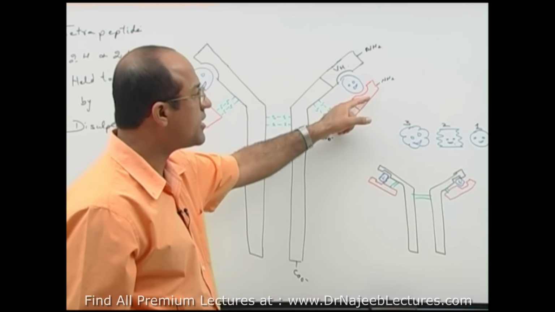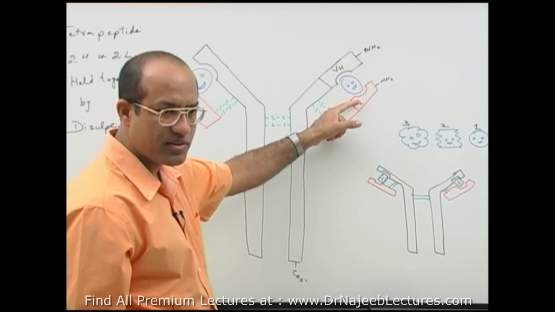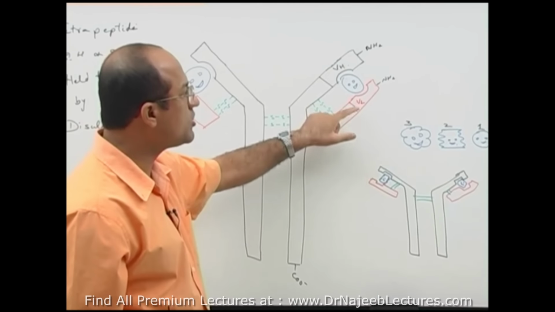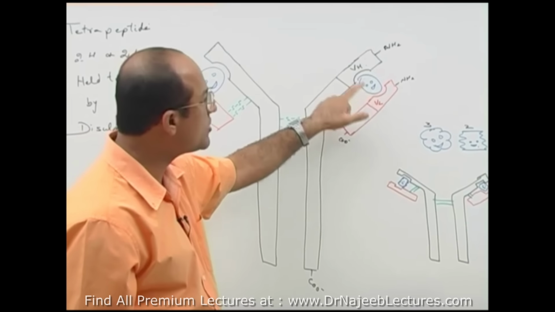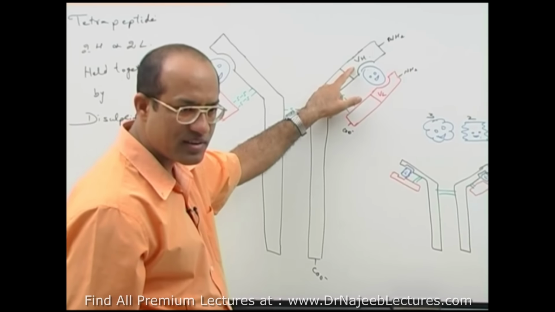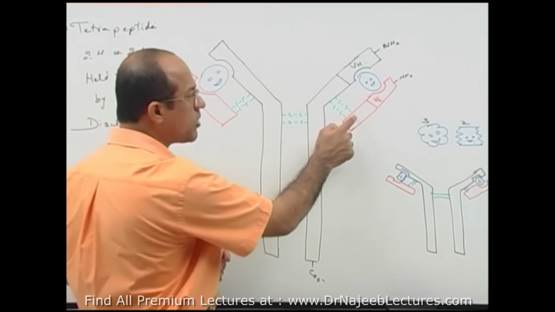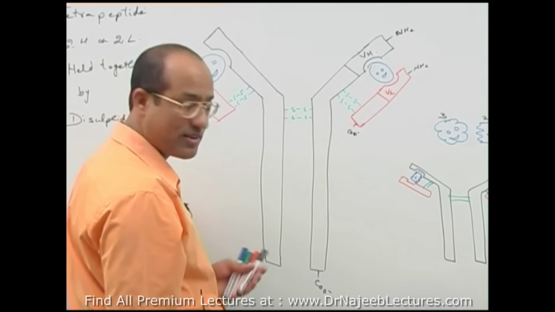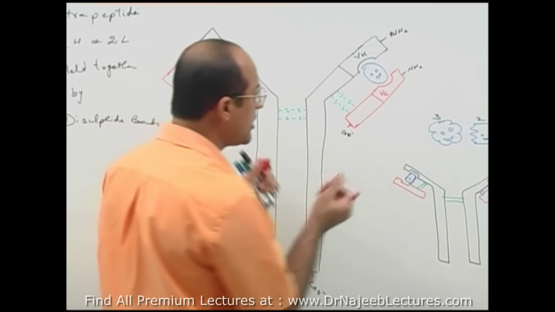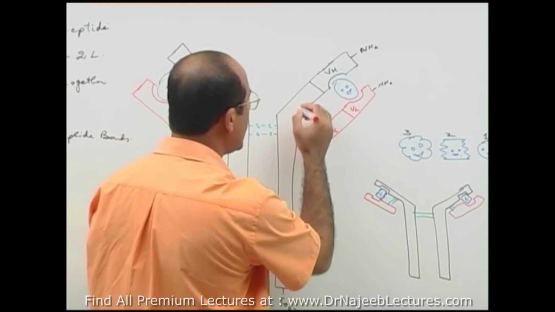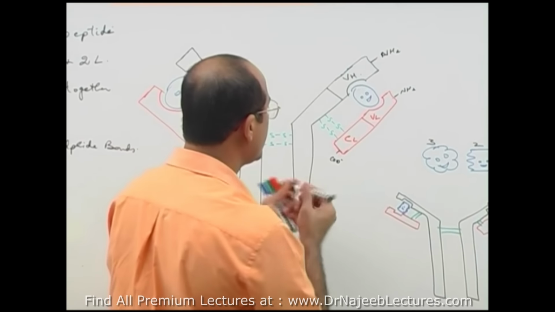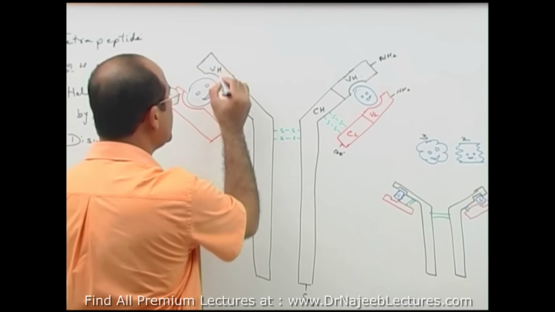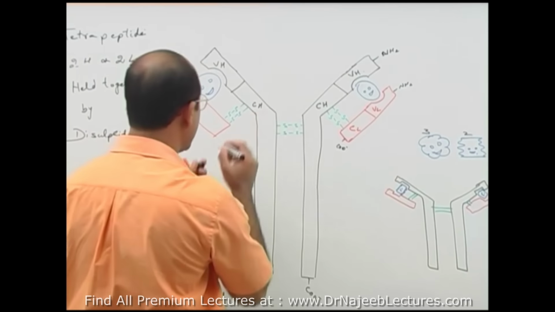Domain means a region of amino acid sequence within a peptide chain. This domain is variable. So this is the variable domain of the light chain, this is the variable domain of the heavy chain. Is that right? But this component will not vary. It is constant. We call it the constant of the light chain and the constant of the heavy chain. This is variable of the heavy chain and this is constant of the heavy chain.